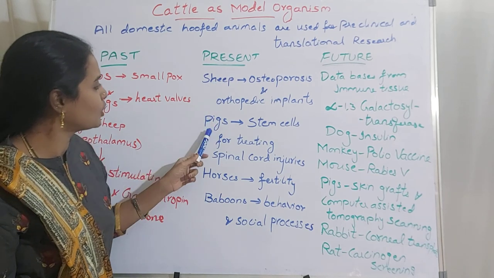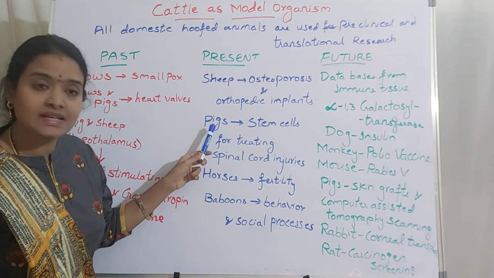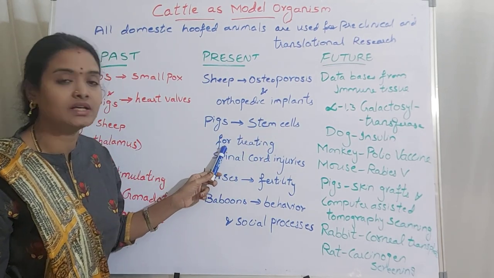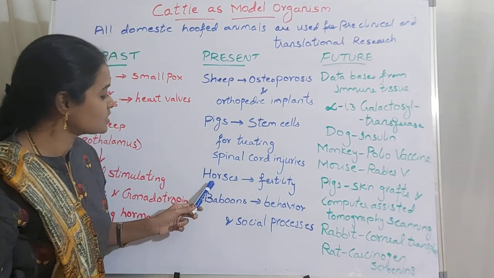Then another model organism is pigs. In pigs, they are testing the stem cells in order to treat spinal cord injuries. Then in the case of horses.